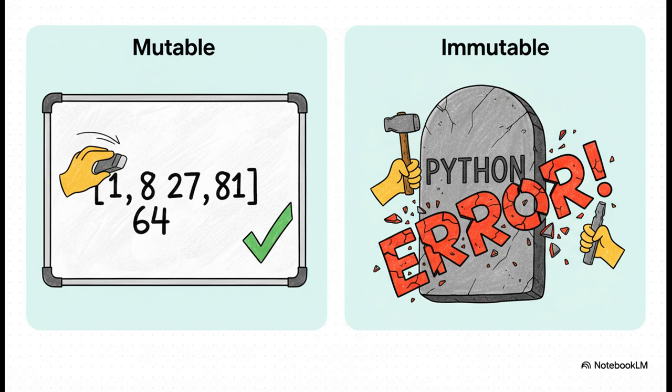But strings are immutable. They cannot be changed. Once a string is created, it's set in stone. If you try to change the P in Python to a J, Python will actually give you an error and say, nope, can't do that.